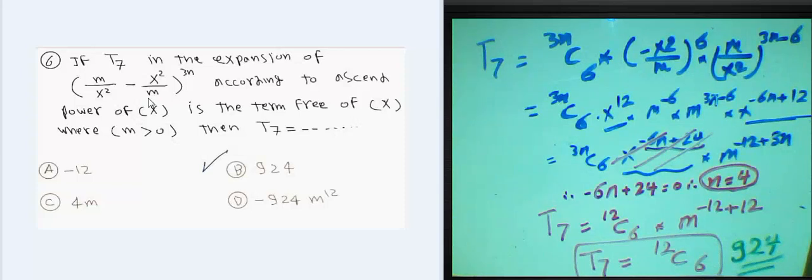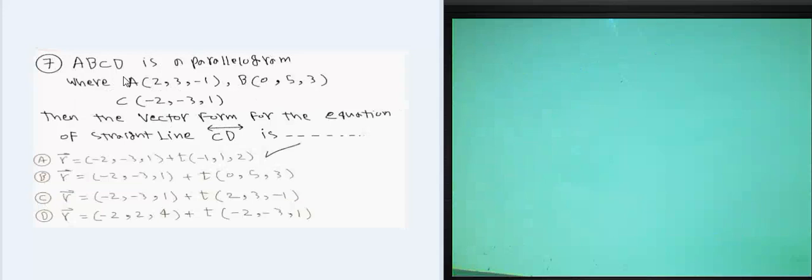Question 7. ABCD is a parallelogram where A, B, and C are three points given in vector form. You want to find the equation of the straight line CD.